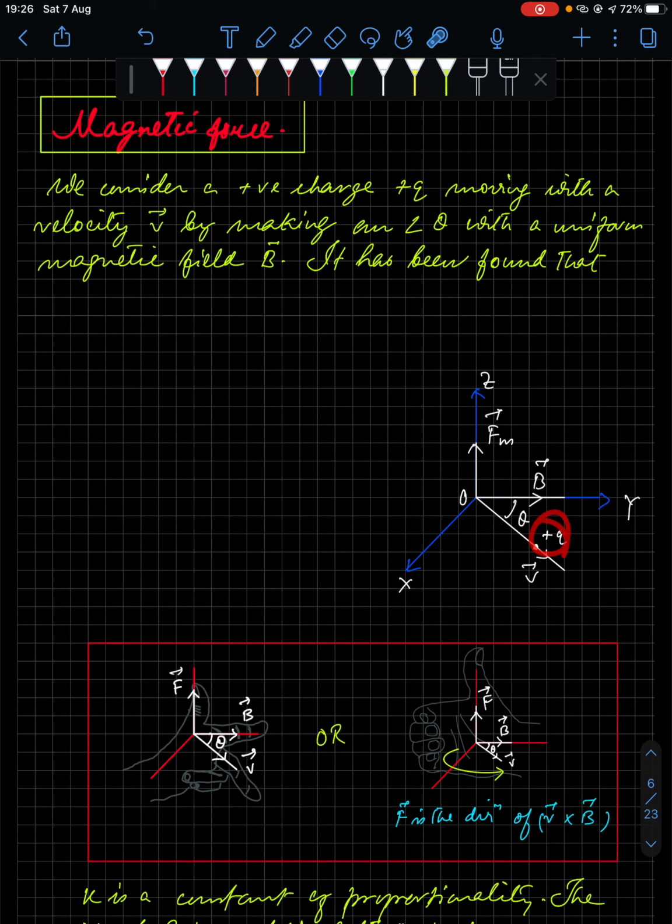We'll come to those situations as special cases. So the positive charged particle is moving along this direction. In such a case, the magnetic force will be along the z direction. So that is pretty obvious.